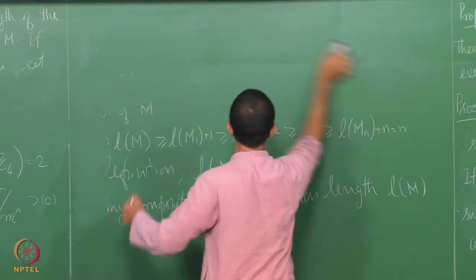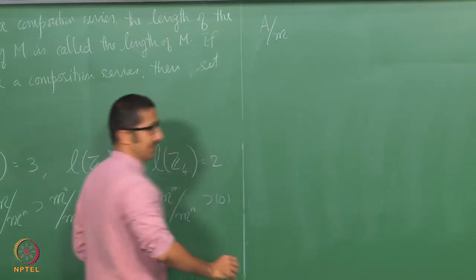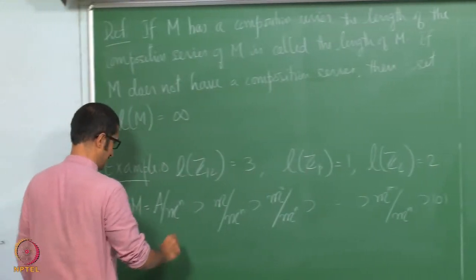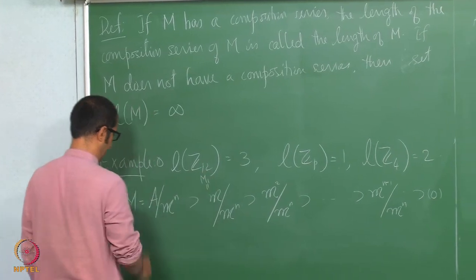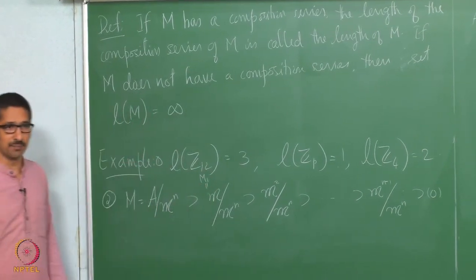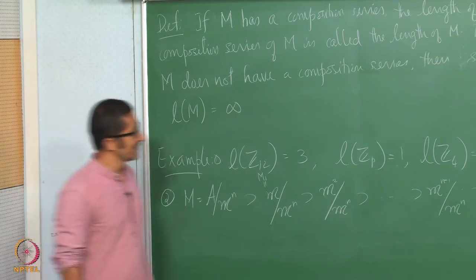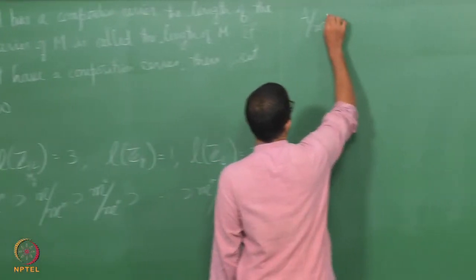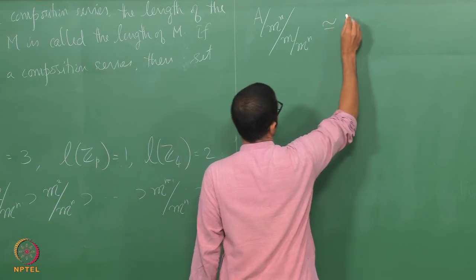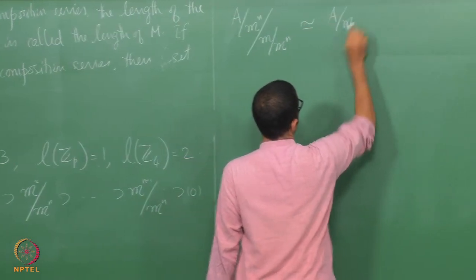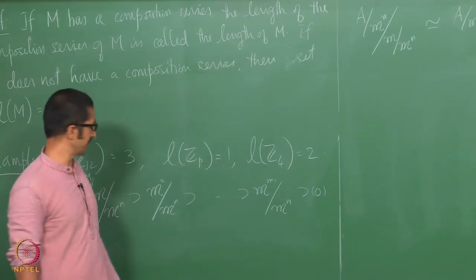Is this a composition series? See, how do I say this is a composition series? If I call this M1, M mod M1, is this simple? What is M mod M1? This is isomorphic to A mod M, right? That is a field. Therefore, this is simple.